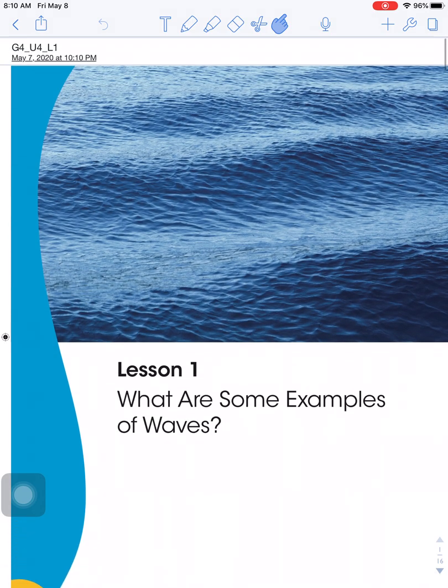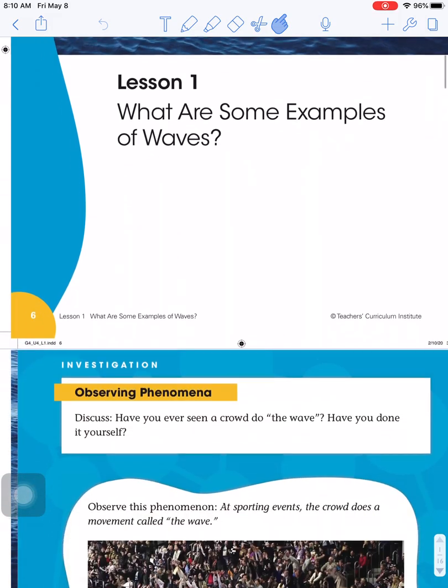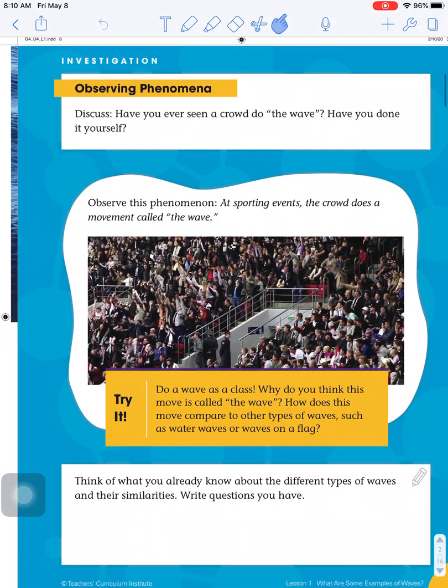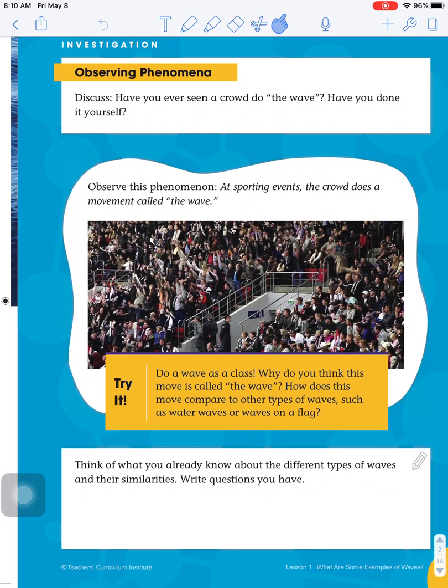So this is lesson 1. We're going to use the whole week to go over lesson 1. So we have broken it into sections for you. This lesson is what are some examples of waves. Today you are going to be completing the first part. After we're done reading, you're going to go ahead and complete these pages. It's observing the phenomenon. This is part of the investigation.